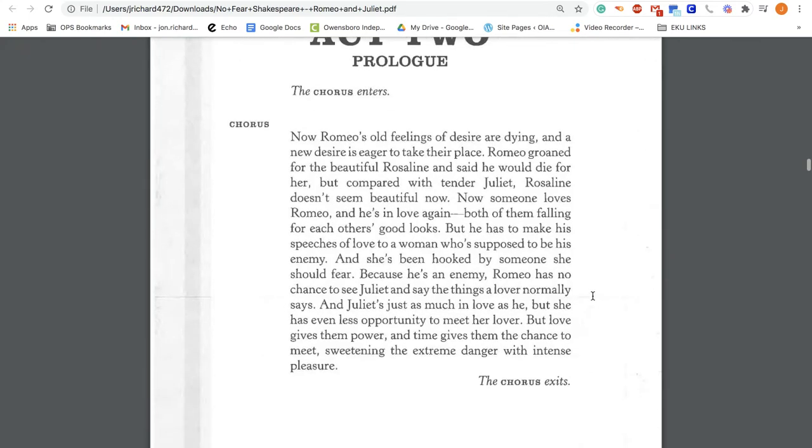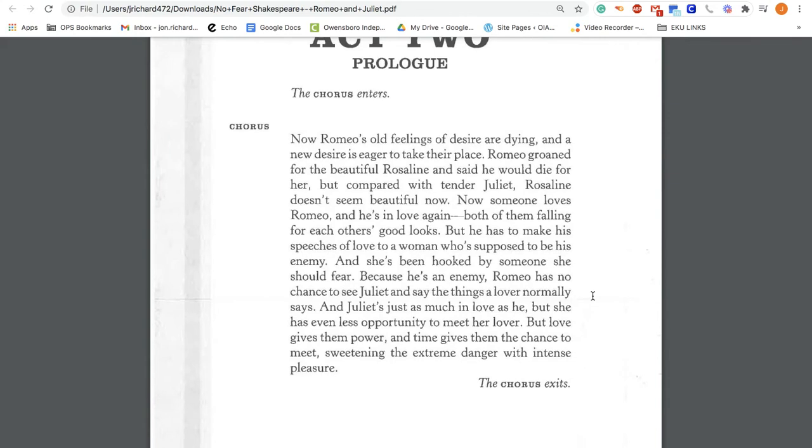And I'm going to read our prologue. So each act has a prologue that introduces this section of the play. Just like Act 1 had the prologue for the play, Act 2 has this prologue. And the chorus on stage would come out and sing this or say this to the audience, and this is what they would inform.